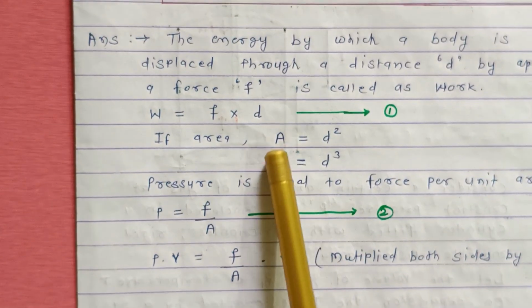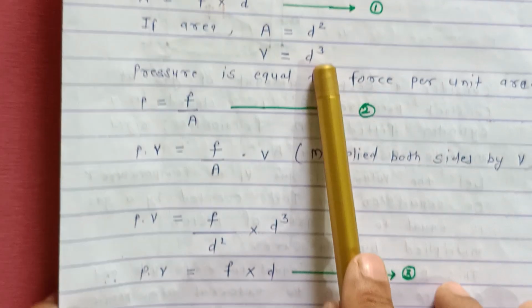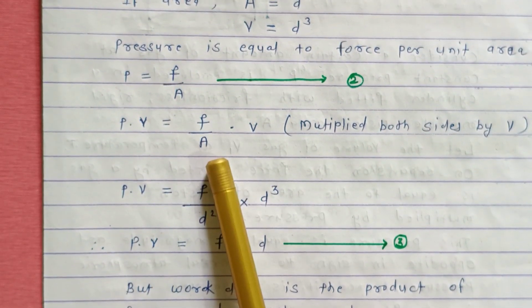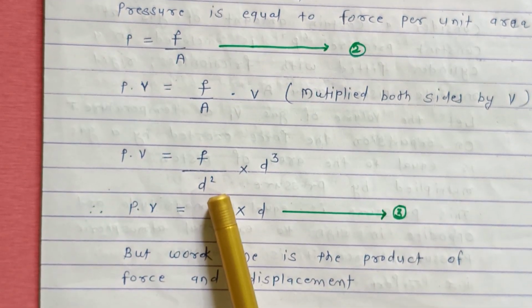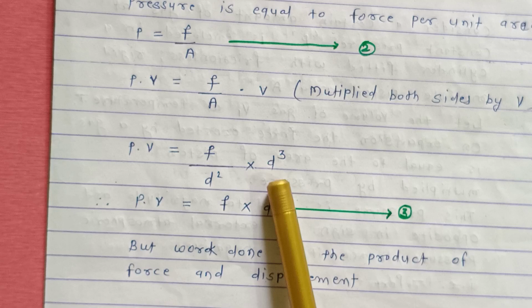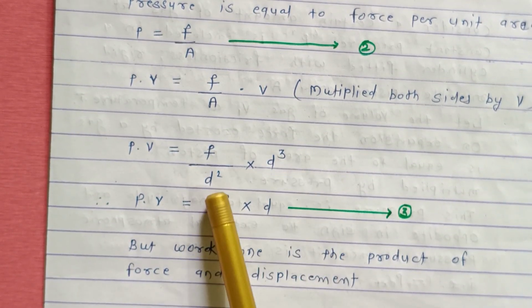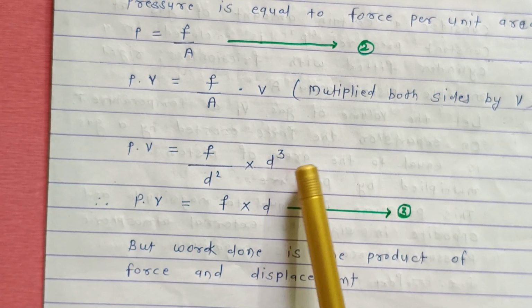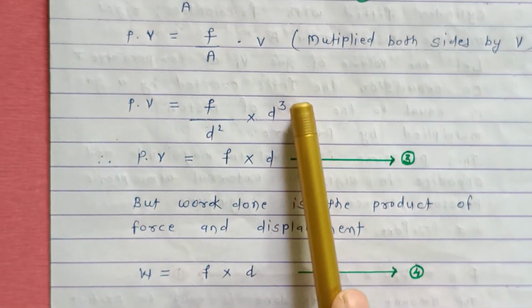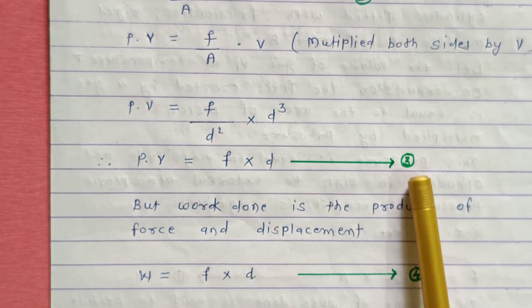उसके बाद P इंटू V, F अपॉन A इंटू V है. What is the value of A? A is equal to D square. What is value of V? V is equal to D cube. Putting these values in the above equation, P into V, F upon A की जगह हमने D square लिया है, और V की जगह D cube. D cube का मतलब क्या है? D into D into D means D square into D. डिनोमिनेटर में D square है, न्यूमरेटर में D square into D है. D square कैंसिल. क्या बचेगा? सिर्फ D. इसका मतलब P into V क्या होगा? F into D. So this is the equation number 3.